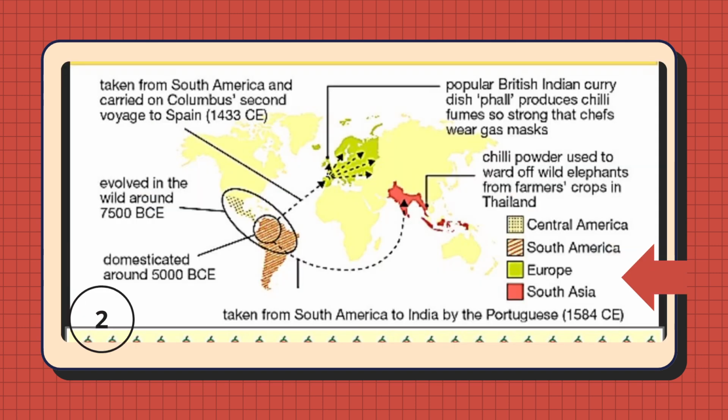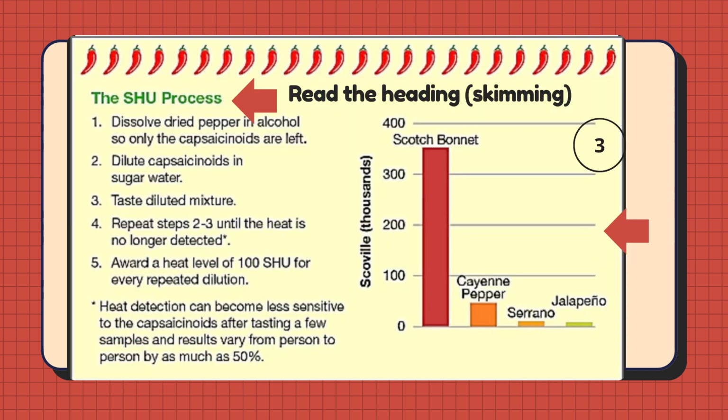For the second part of the text, you can find the different continents, and there's a map, which means that you use the skimming. You also use the skimming to read the heading. So for this example, the title of the heading is the SHU process. It's so obvious that this is the title of the heading.